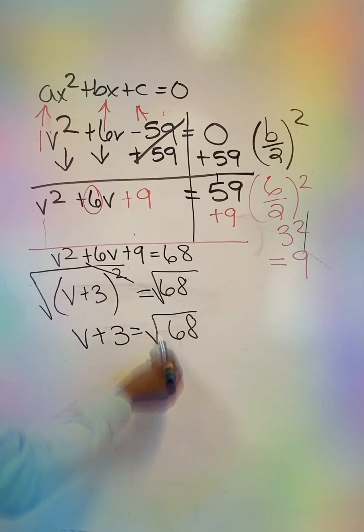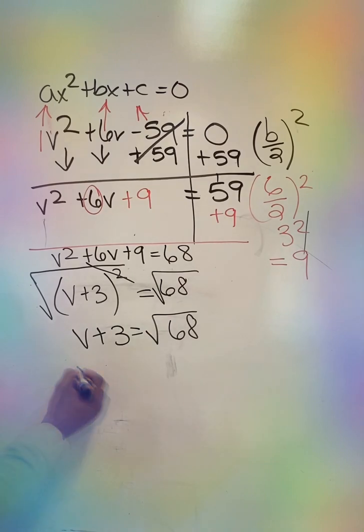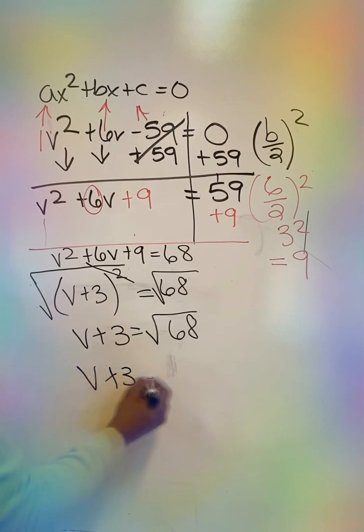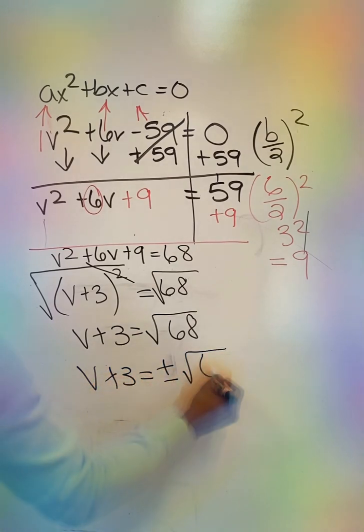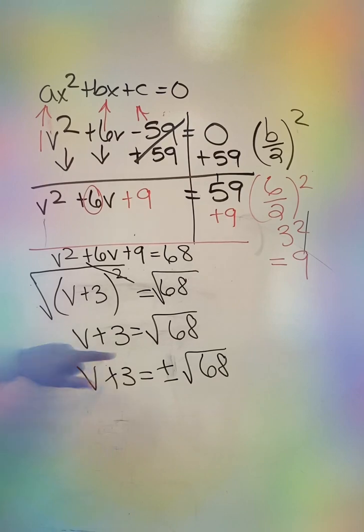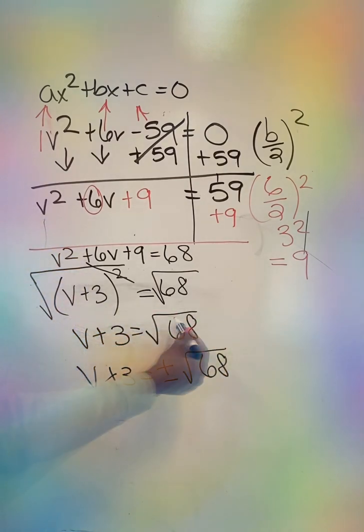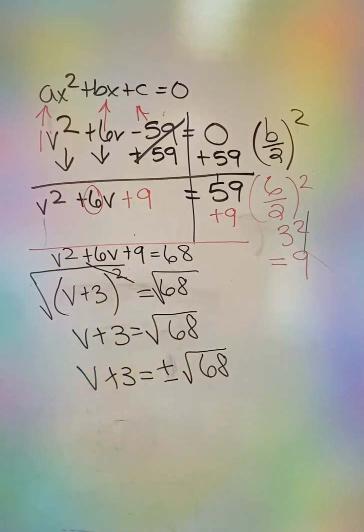So when you take the square root of 68, you need to understand that it is positive or negative. You know, quadratics have two types of solutions. All right, so we have v plus 3 equals plus or minus the square root of 68. So again, whenever you write your right side, once you see that you're taking the square root of both sides, you're going to put plus or minus in front of that radical.